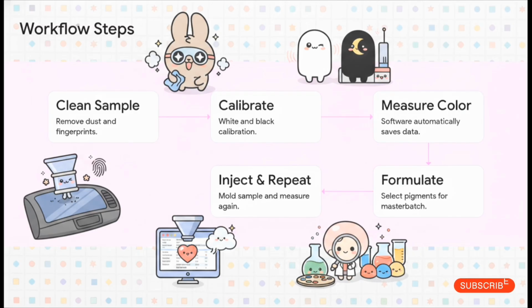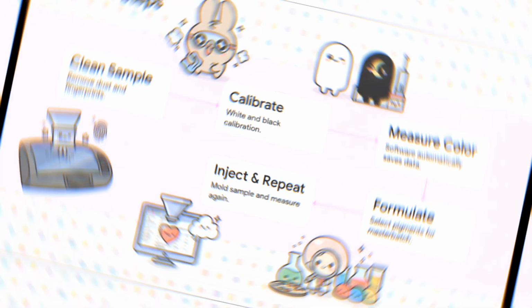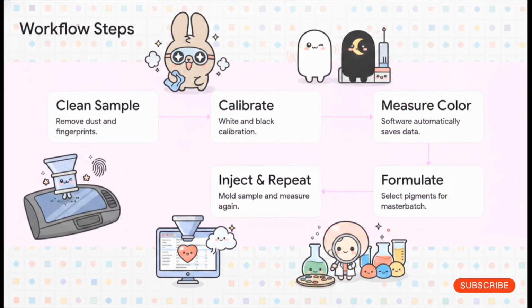Next, the machine has to be calibrated, which requires both a white and a black calibration. Once that's all set, the sample is measured. The software then automatically saves all the crucial data: standard name, date, operator, batch number, LAB values, reflectance curve, the whole shebang, along with the tolerance. From there, the R&D engineer steps in to formulate the master batch by picking the right pigments. They mold an injection sample, measure it again, and literally repeat this entire cycle until they perfectly hit the customer's tolerance. That's the real rigorous workflow out there.